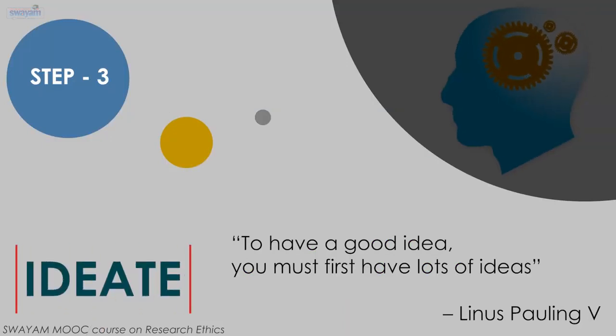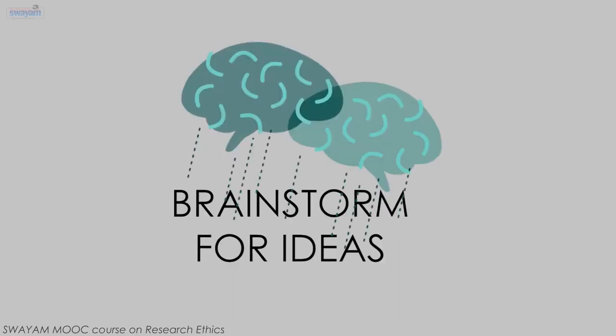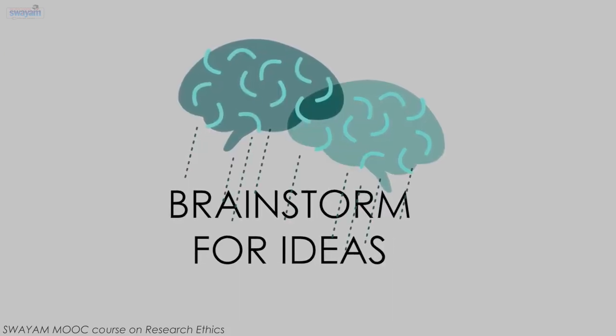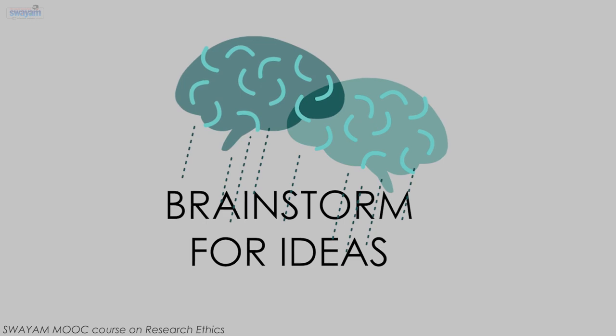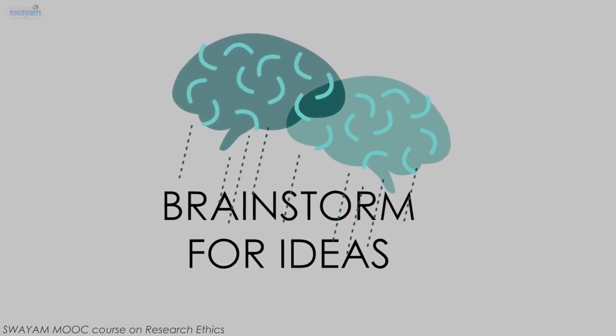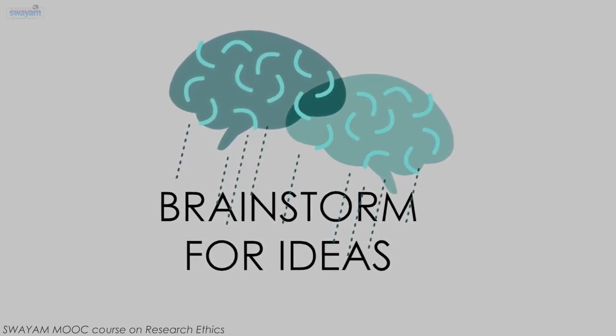Now that the problem has been defined, we need to look for solutions by ideation. The third step of design thinking is to ideate on the defined user need. Linus Pauling said, to have a good idea, you must first have lots of ideas. So we need to brainstorm and develop and list lots of ideas. Here is one method for developing many ideas.